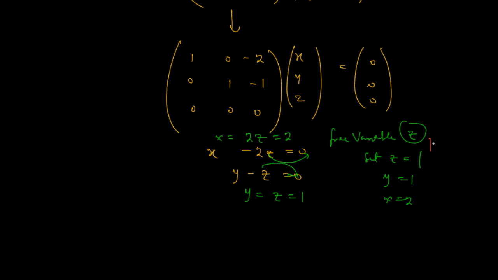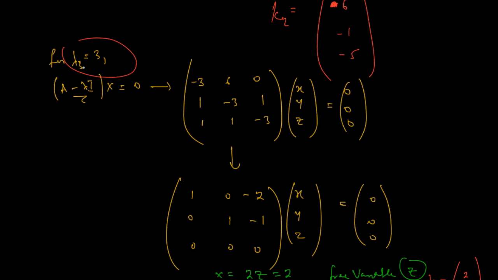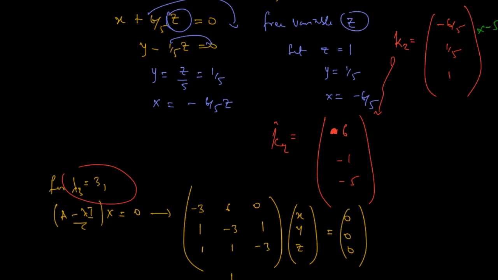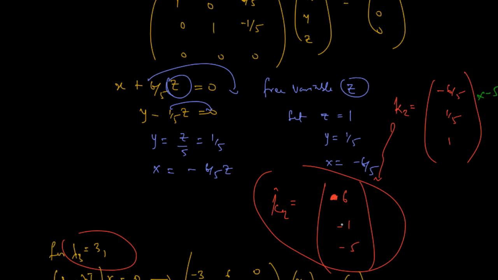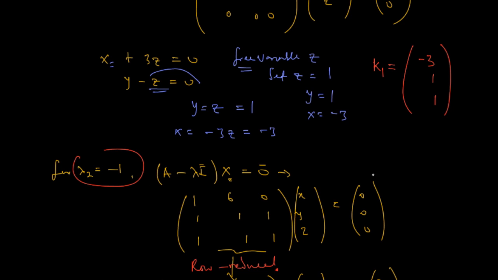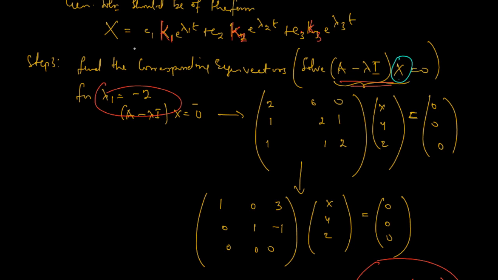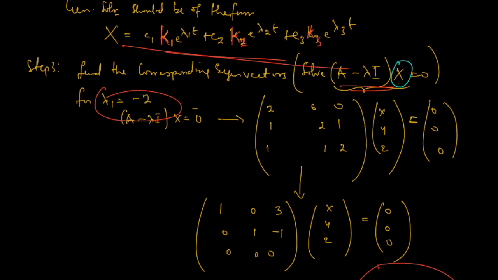Having gotten that, now I've gotten my third eigenvector, which is x: 2, 1, 1. So now I have my k3, which is 2, 1, 1, that corresponds to lambda equals 3. I have my k2, which is 6, negative 1, negative 5, the eigenvector that corresponds to lambda 2 equals negative 1. And lastly, I have my eigenvector k1, negative 3, 1, 1, that corresponds to lambda 1 equals negative 2. So I'm going to rewrite my solution here. This is going to be my general solution now.